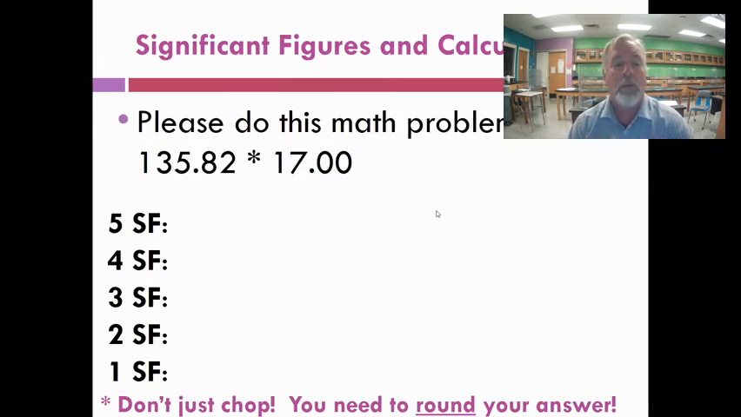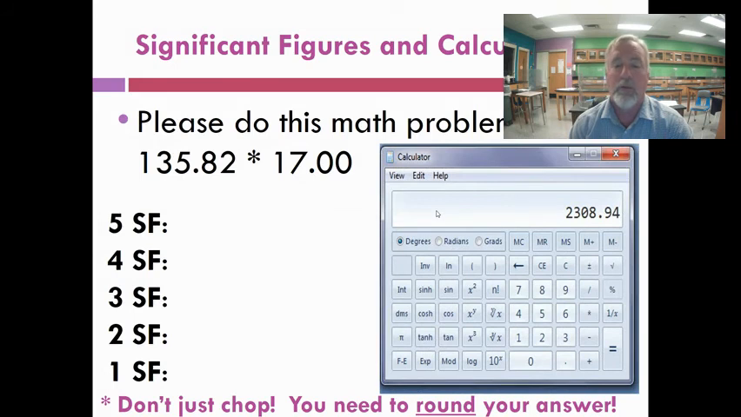So let's look at this one. Please do this math problem, 135.82 times 17.00. Now, if you put that into your calculator, what's your calculator going to tell you? 2308.94. Awesome. How many sig figs do we have here? We've got 135.82. Those are 5 sig figs in this number. 17.00, trailing zeros here with a decimal. Yes, decimal. Yes, count them. So we have 4 significant figures here.